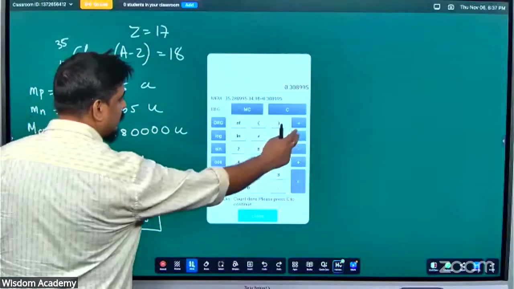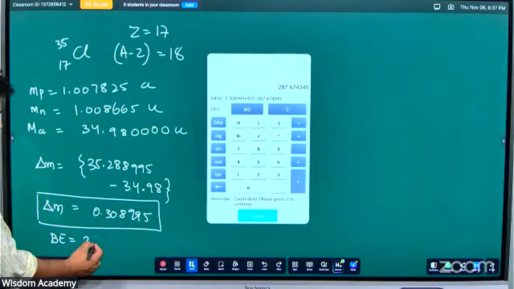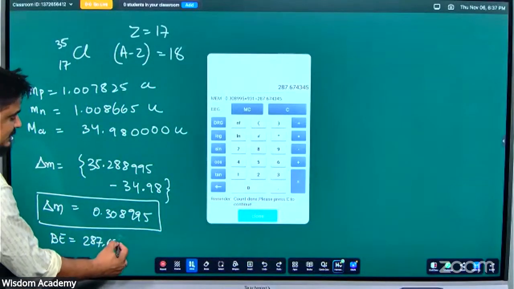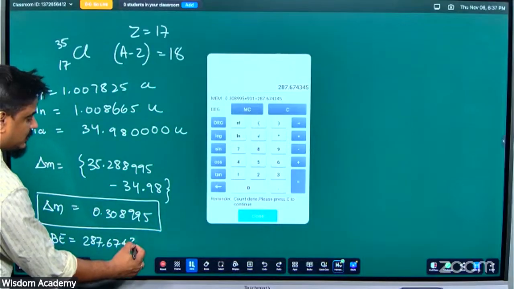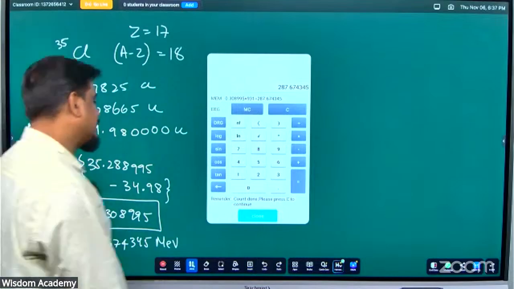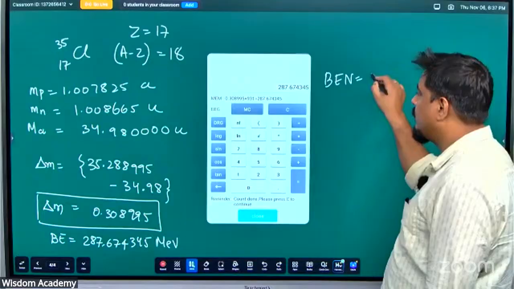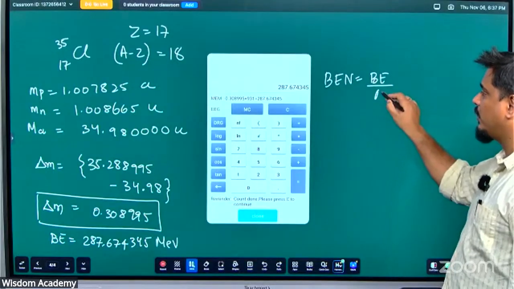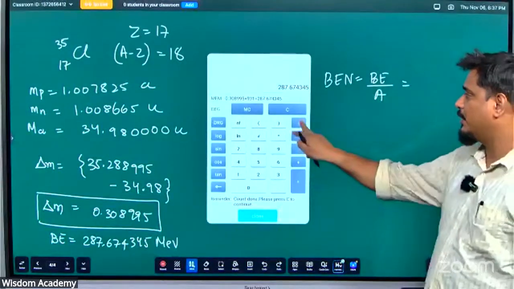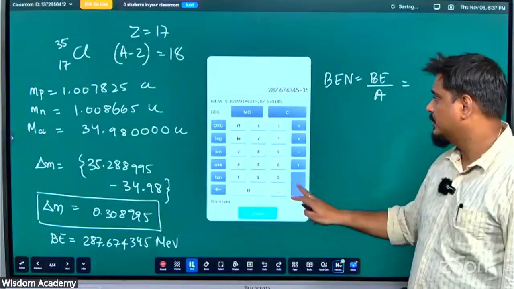So into 931. And you are going to get 287.674345 MeV. This is the value of binding energy. If I want to find binding energy per nucleon, which will become equal to the binding energy we found divided by the total number of nucleons, then I'm going to divide this value by 35.